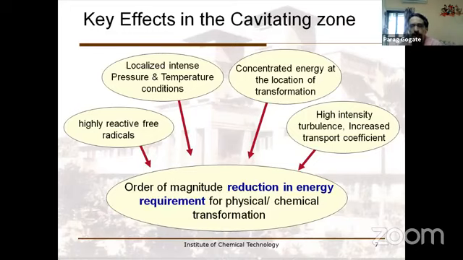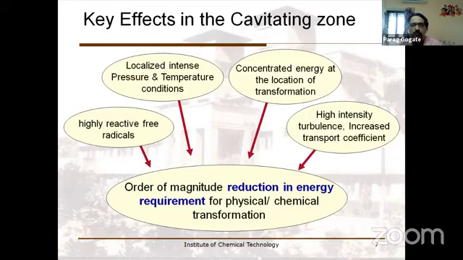You also have high intensity turbulence, and you have increased transport coefficient, which will give you enhanced mass transfer, and then definitely the effects are going to be significant. There is a concentrated energy dissipation at the location of transformation. So this also is going to be beneficial depending on what application you are looking at. So if I combine all this, definitely I'll get an order of magnitude reduction in the energy requirement for any physical chemical transformation. Now this is a broad slide in terms of what are the effects in the cavitating zone.